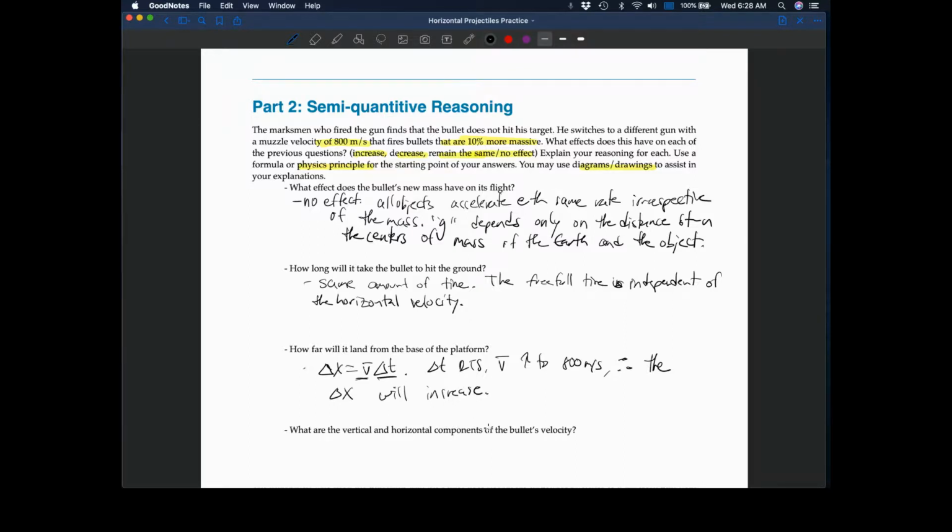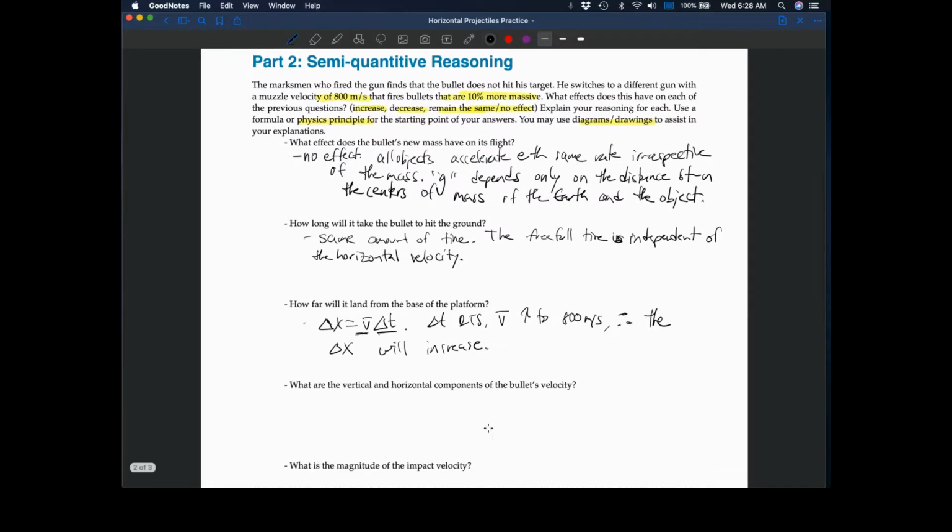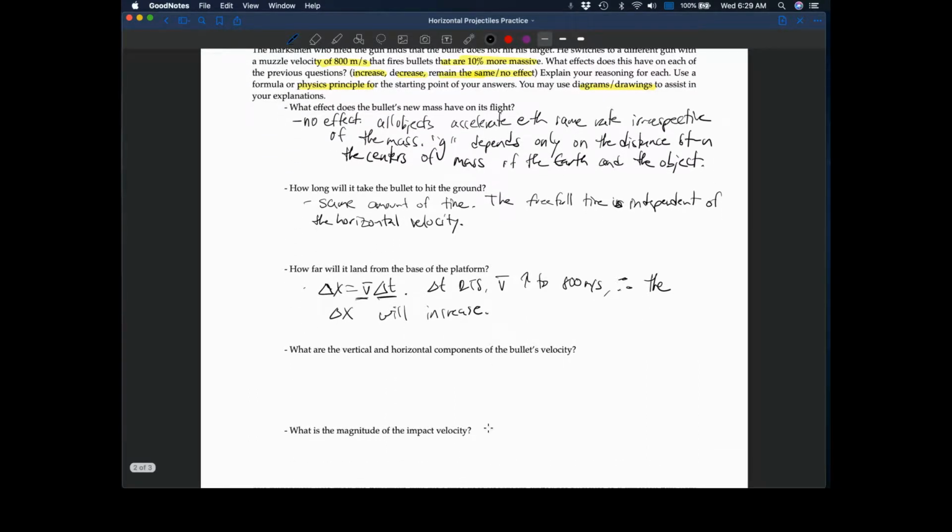Now, of course, I'm highlighting the bullets here. I'm not writing it out in prose, but at this level we're primarily concerned with getting the reasons down. What about the vertical and horizontal components of the bullet's velocity? Vz will be the same, again because Vx and Vz are independent of each other. Vx will increase to 800 meters per second.